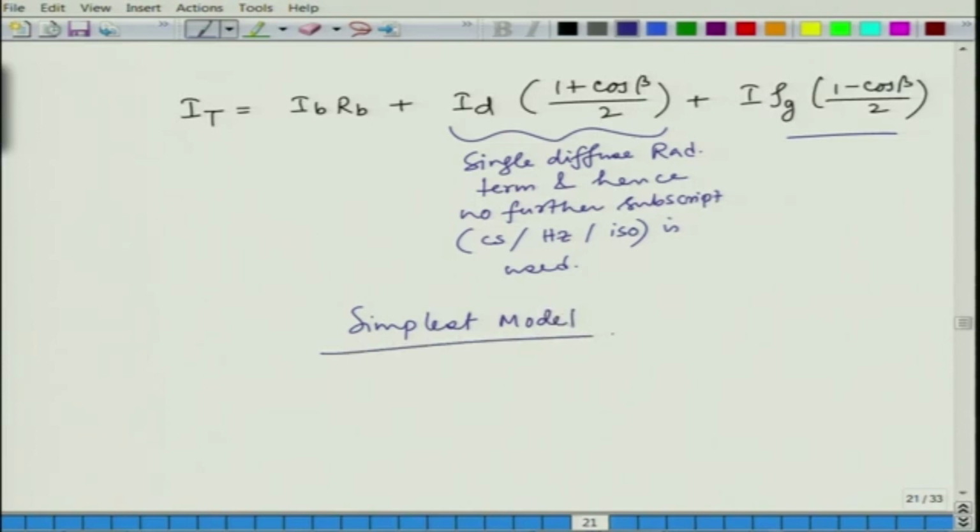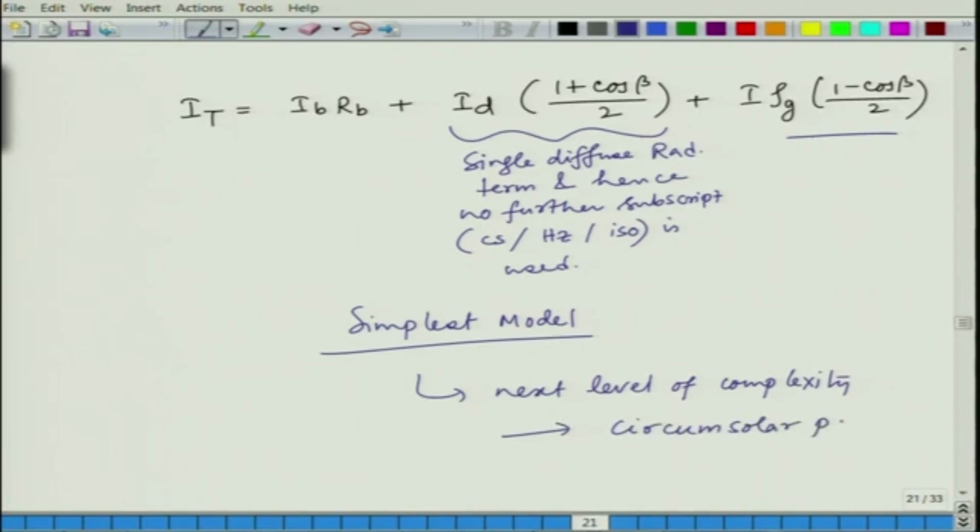Now, if we want to introduce a little more complexity, the next level of complexity is introduced through the circumsolar part. And the circumsolar part, we know, is related to the beam radiation direction, and we use the same factor RB, which is used for the beam radiation part.